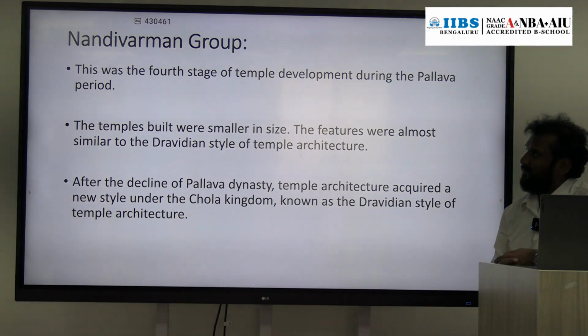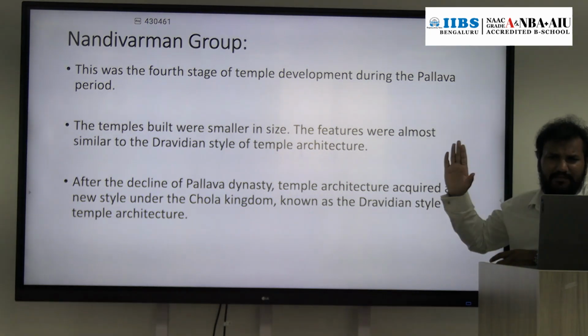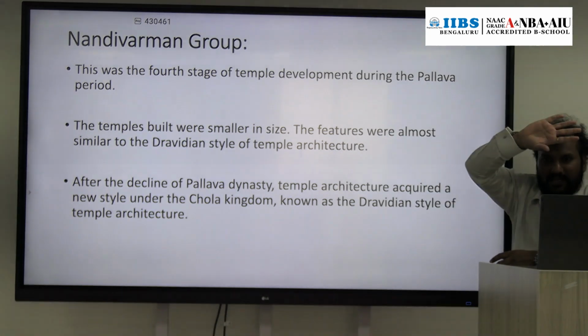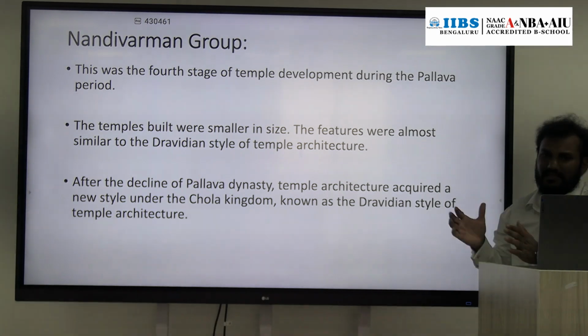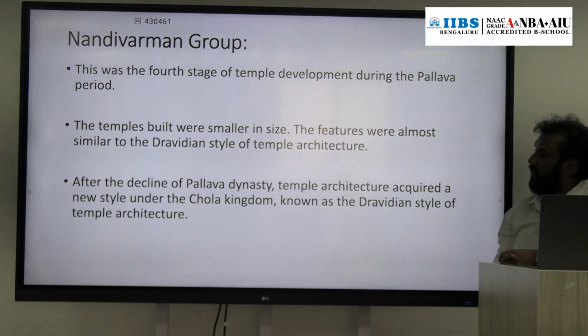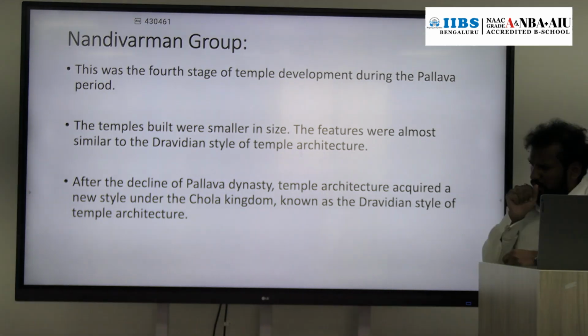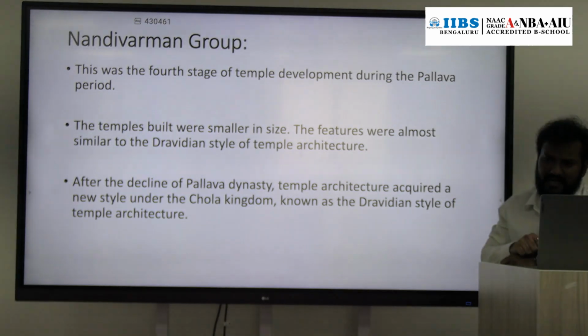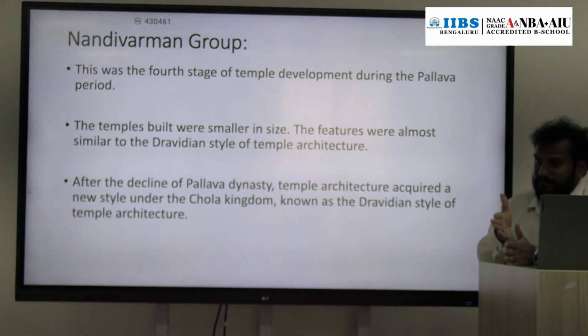The next, Nandi Varman. Fourth stage. Okay, during his time, most of the features are similar to Narasimha Varman, Mahendra Varman and Rajasimha. But here, the size of the temple has been decreased. Small temples were made during his time. And the temples constructed during Nandi Varman inspired the Dravidian style of architecture.